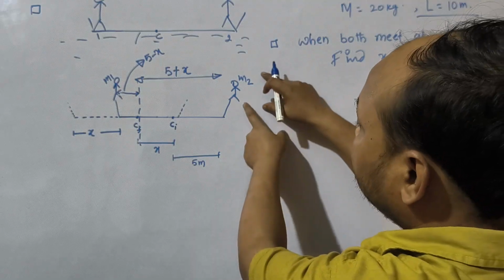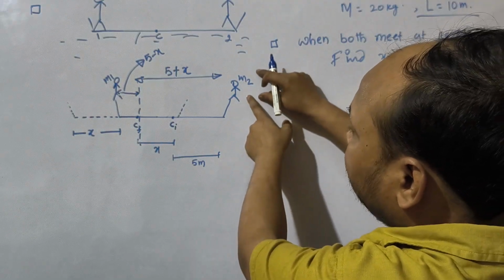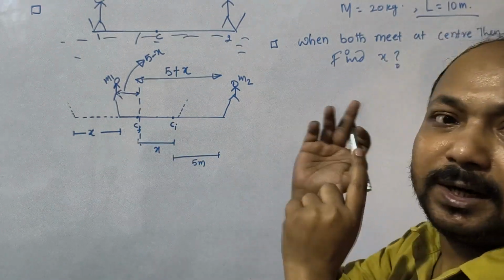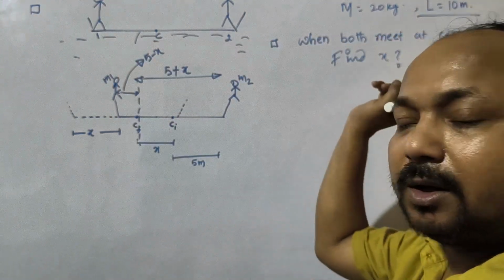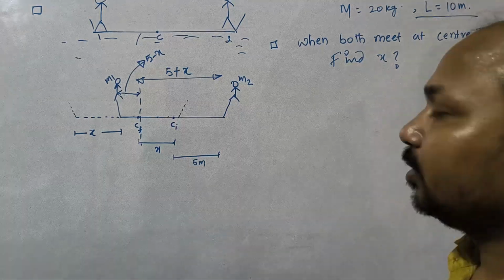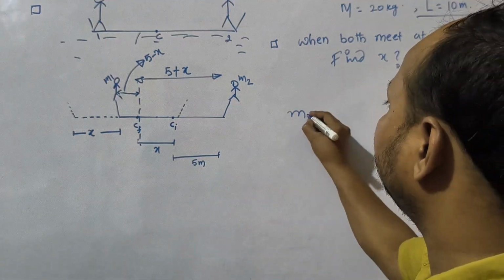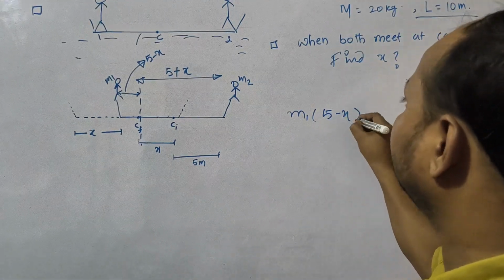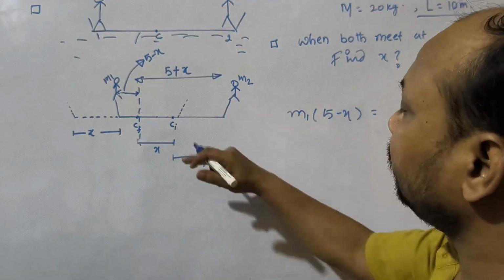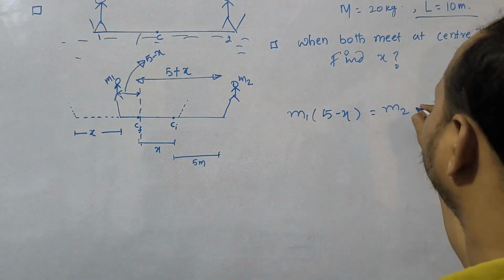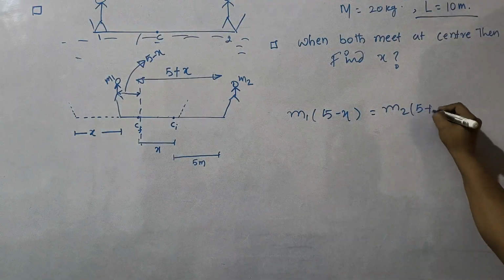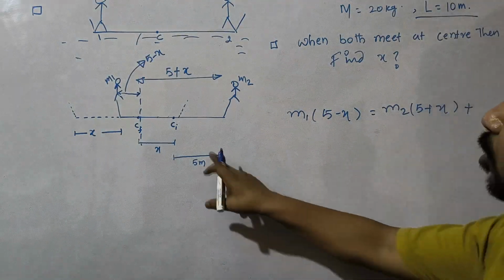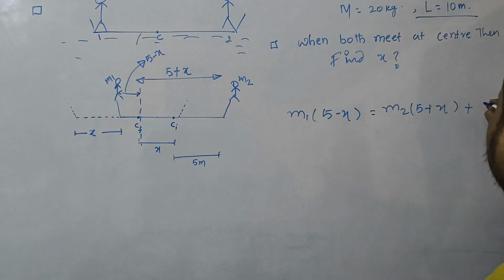So for the shifting, the shift of M2 and shift of boat we will write along together, and M1 we will write on the other side of the equality. So M1 into 5 minus x is equal to M2 into 5 plus x, into capital M of boat, mass of boat is capital M, into x.